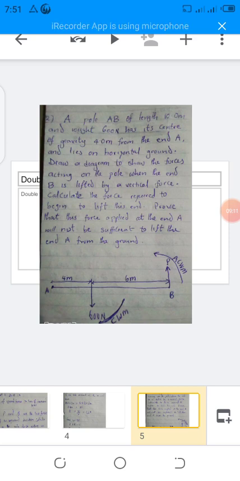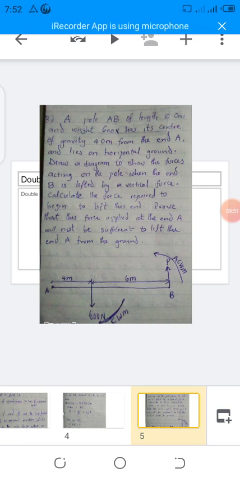A pole AB of length 10 meters and weight 600 Newton has its center of gravity 4.0 meters from end A. What does that mean? It means that the center at which the weight of the object is acting downward is 4 meters from end A.